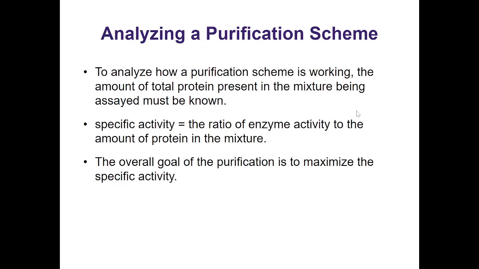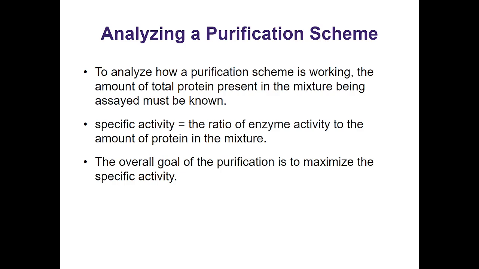So to analyze how a purification scheme is working, the amount of total protein present in the mixture being assayed has to be known. The specific activity is going to equal the ratio of the enzyme activity to the amount of protein in the mixture. Basically, when you assay proteins, typically you don't look for the amount of protein, okay? That's because proteins are all kind of alike, and a fragment of the protein would be basically the same as the protein. They have the same functional groups, it'd be a pain. Not really doable in any consistent, quick manner, okay?